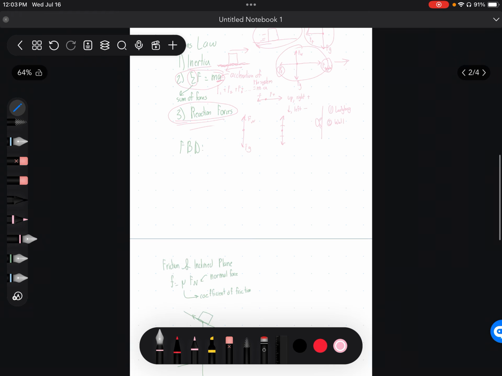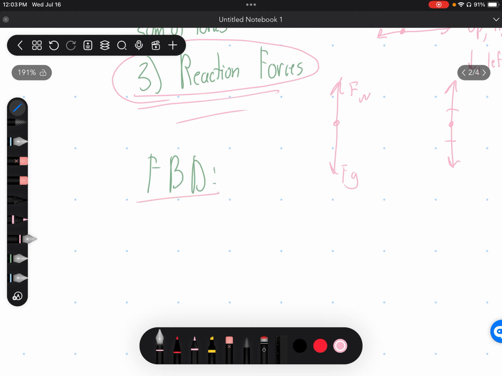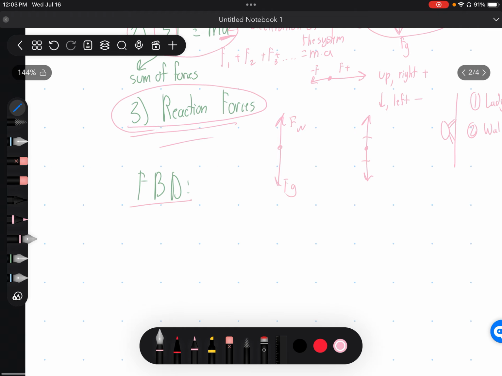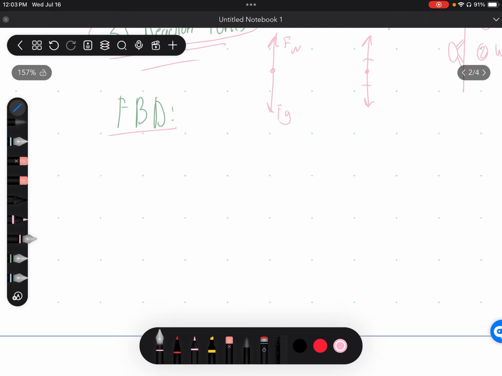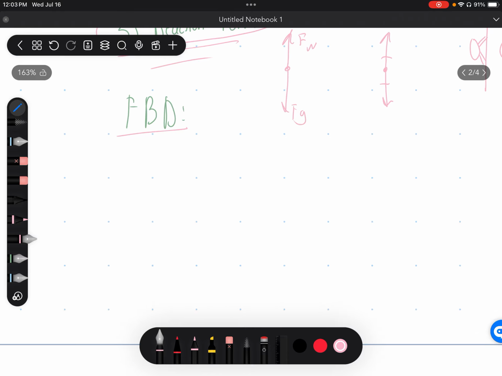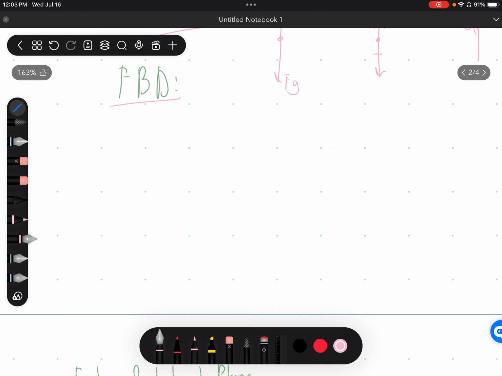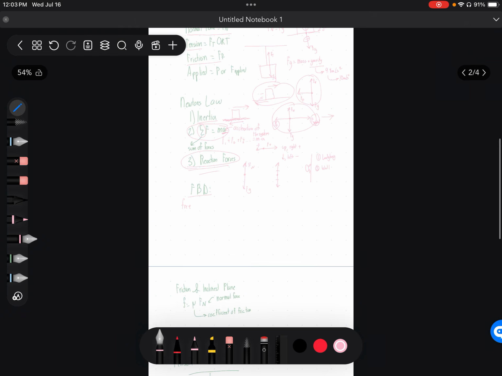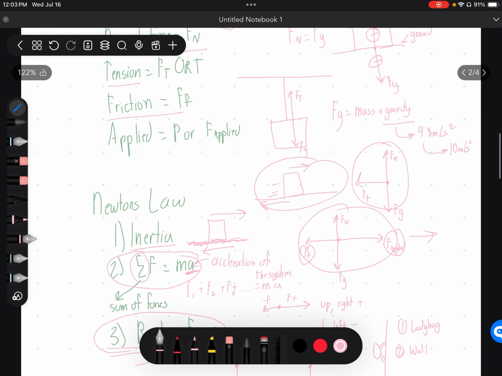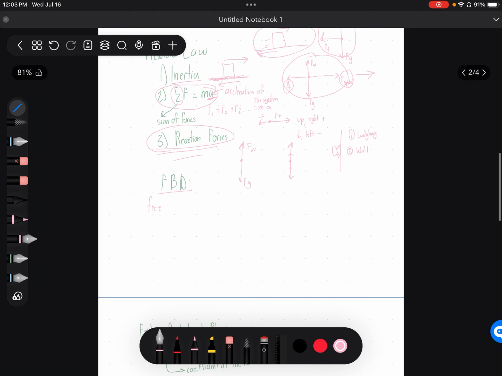So now let's talk about FBDs, which are called free body diagrams. Free body diagrams are guaranteed to be on your FRQs, and they're a necessity. With free body diagrams, there's two ways that you have it. You have a force body diagram and a free body diagram. Let's first talk about the free body diagram. As you can see here, all of these lines that I was drawing, all this purple coloring that you see, are free body diagrams.